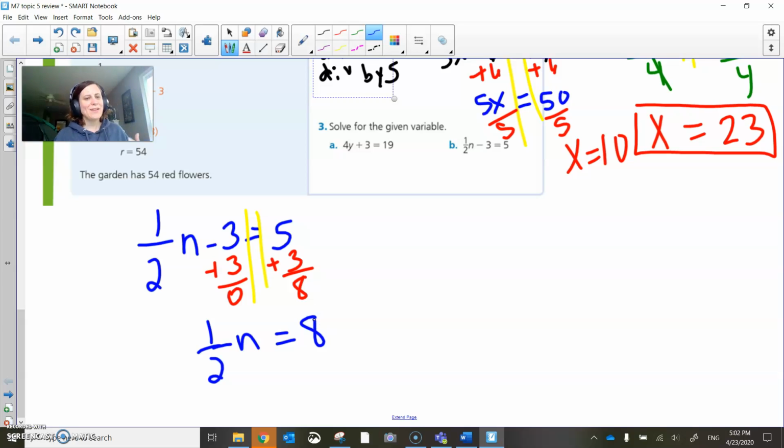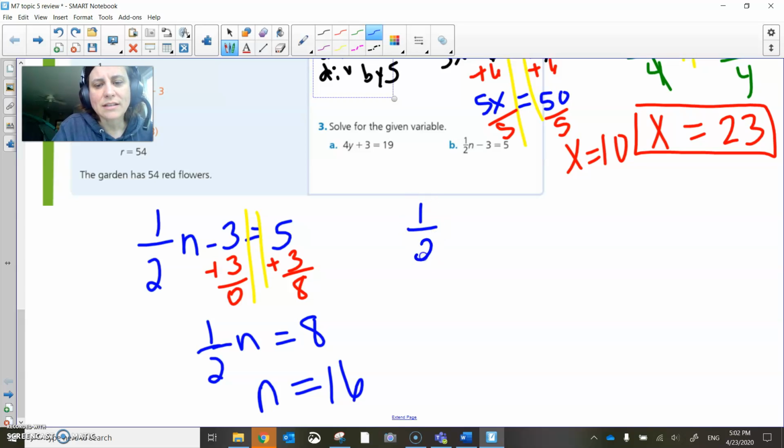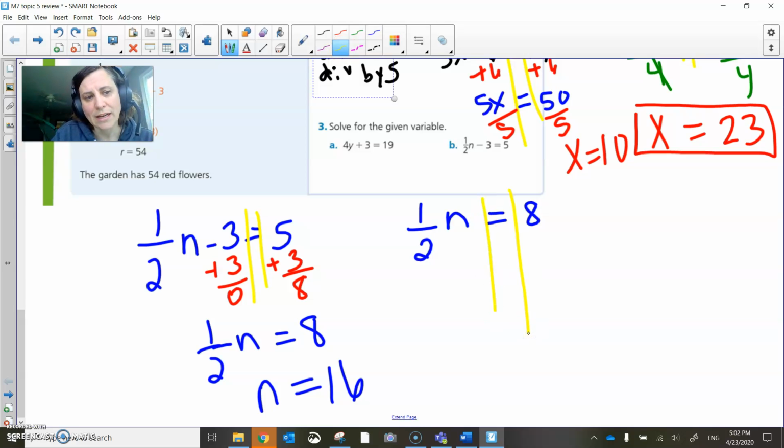Now, if you think about this, 1/2 of what number is 8? I have a feeling that most of you are saying, well, that would be 16. And you're absolutely right, it is 16. It's not always as easy to solve as this, though. Let me show you what I mean. If I'm multiplying n by 1/2, that means to undo it, I need to divide by 1/2 on both sides.